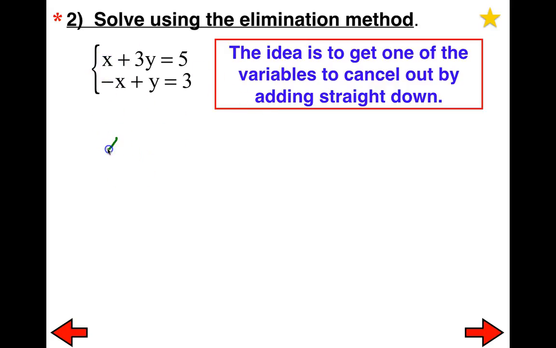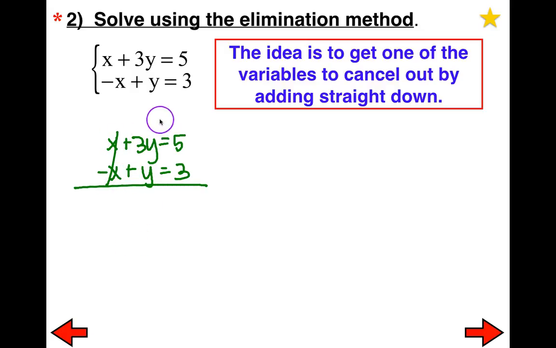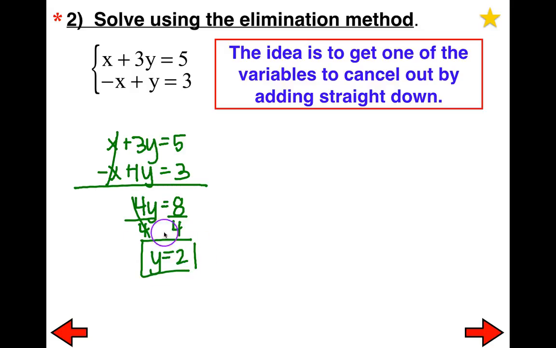So let's just go ahead and rewrite it. x plus 3y equals 5, and then negative x plus y equals 3. Here you can just see that a positive x and negative x are inverses and they're going to cancel each other out, which leaves us with 3y plus 1y, essentially 4y equals 8. Simply divide both sides by 4 and we're left with y equals 2. Now that we have one part, we're going to go ahead and substitute into one of the others. I'm actually going to use this one here.